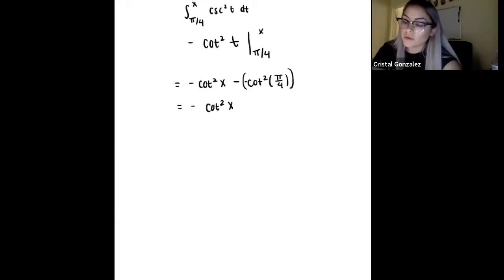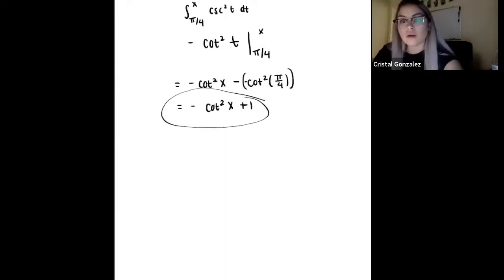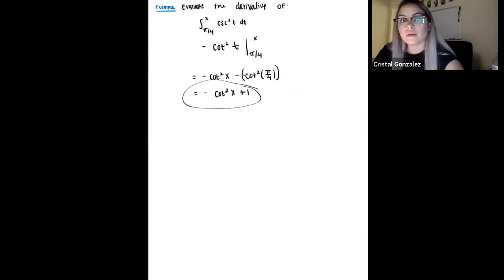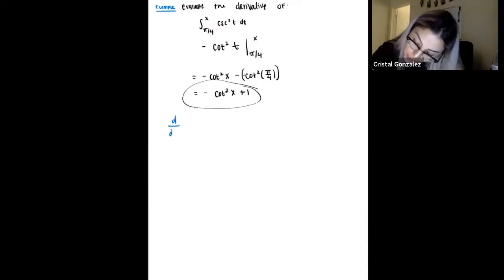Cotangent of pi over 4 is 1, and we have a negative and a negative, so that's going to be plus 1. Okay, so this is our result when we take the derivative of our integral here. And now our job is to take the derivative of this function here and show that we indeed do get cosecant squared x.